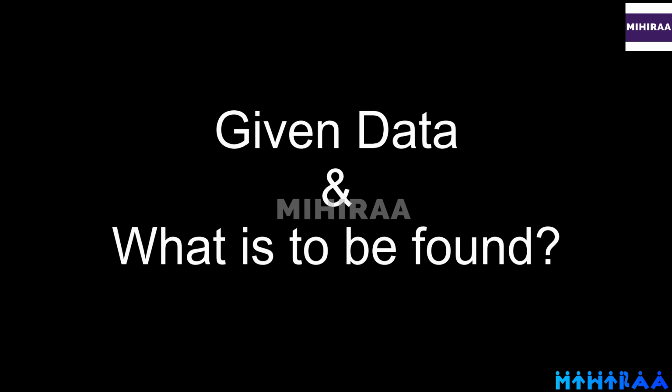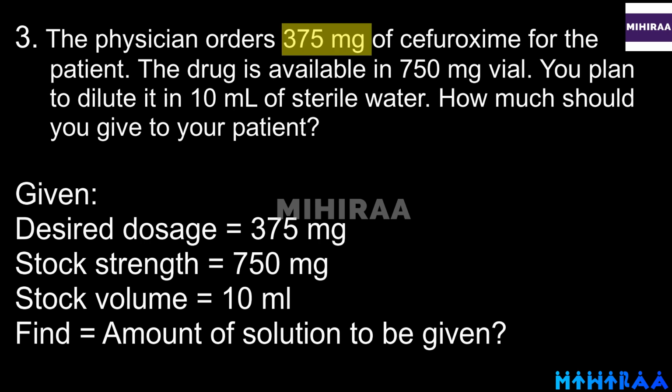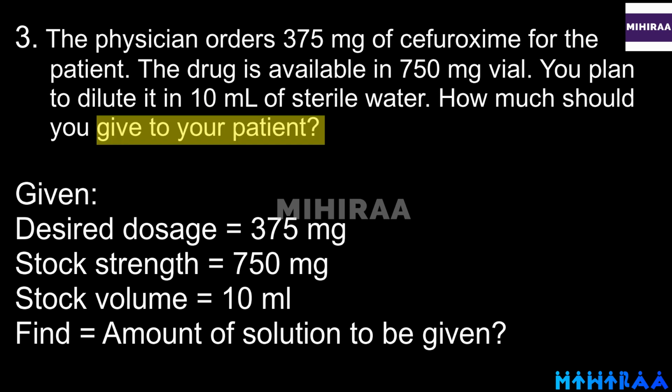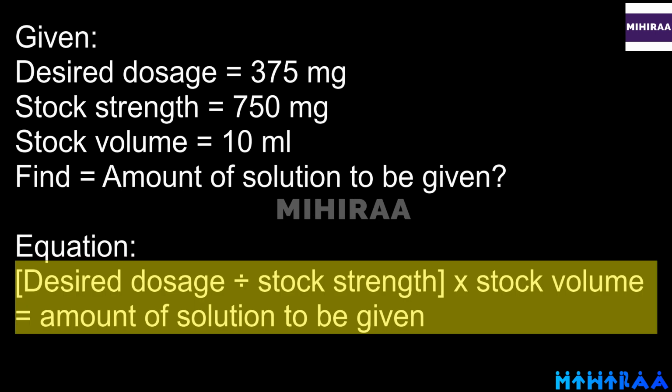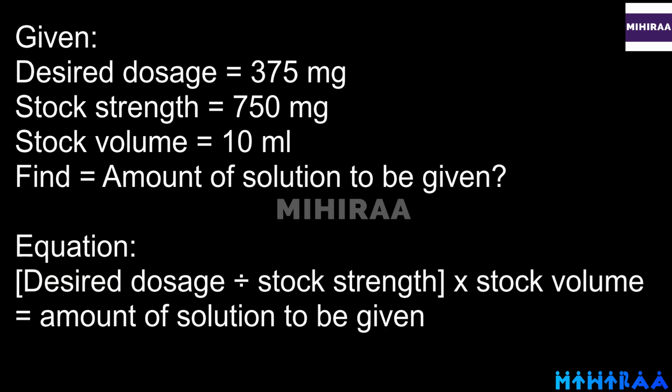First, write down the given data, and write what is to be found out. Given, desired dosage equals 375 milligrams. Stock strength equals 750 milligrams. Stock volume equals 10 milliliters. Find the amount of solution to be given. Now, let's write the equation: desired dosage divided by stock strength times stock volume equals amount of solution to be given.